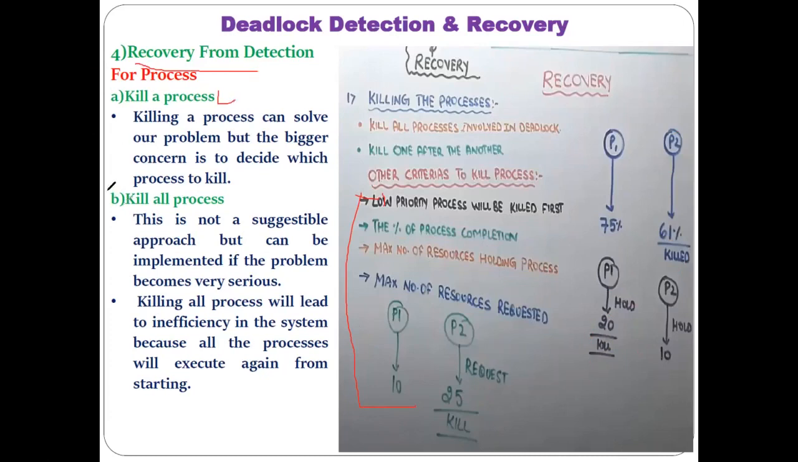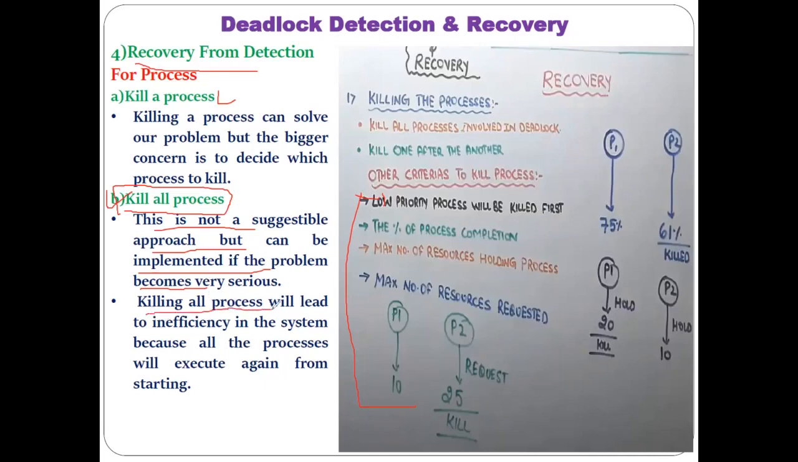Apart from that, the second case, the second solution, is also there. That is killing all the processes which are involved in the deadlock. This is not a suggestible and practical approach, but it can be implemented if the deadlock is very serious in your computer system.